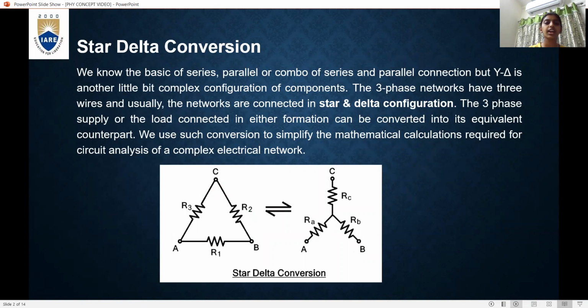So, star to delta conversion. We know the basics of series, parallel, or combined series and parallel connections. But another, slightly more complex configuration is the star to delta configuration.